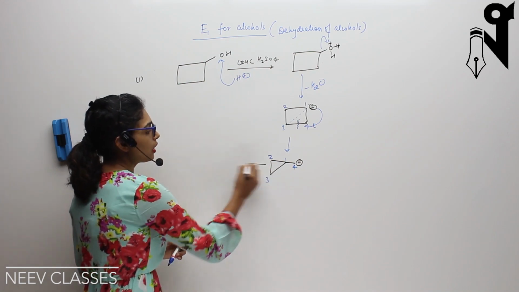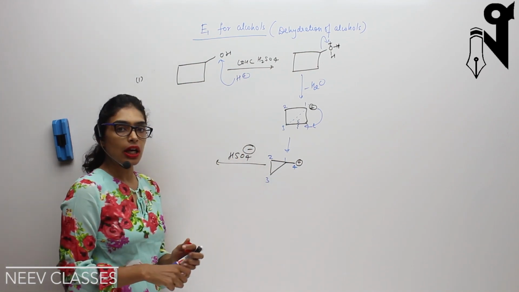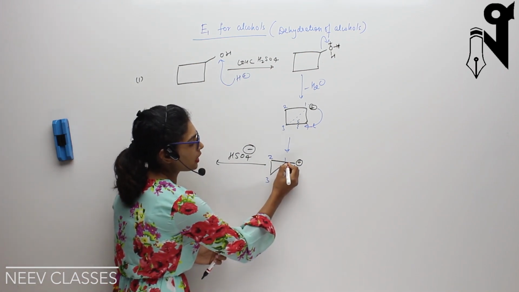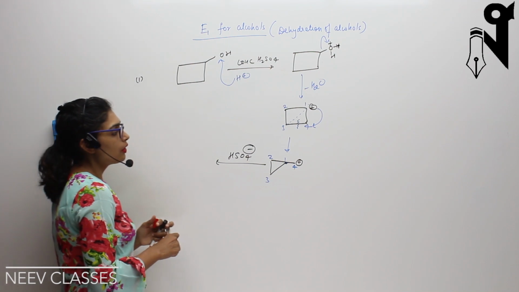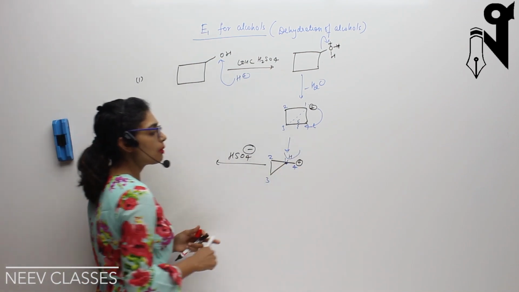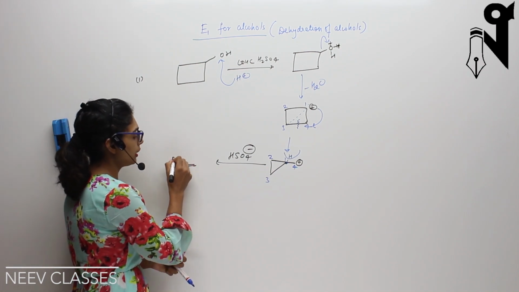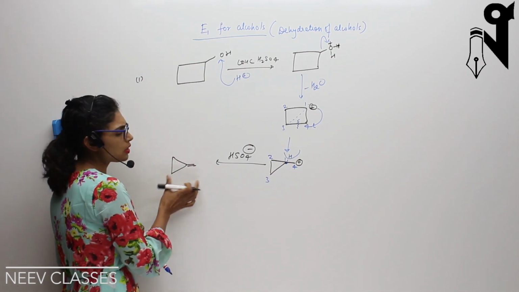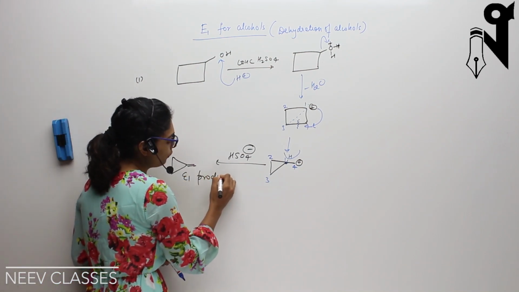Now after this, our HSO4 minus will attack the beta carbon. What is the beta carbon over here? The first carbon is the beta carbon, and HSO4 minus will remove the hydrogen from this beta carbon, forming an alkene. So whatever hydrogen was present over here will be removed by HSO4 minus and will give you an alkene like this. You can't speak of a major product over here because this is the only product forming. So this will be the E1 product of this reaction.